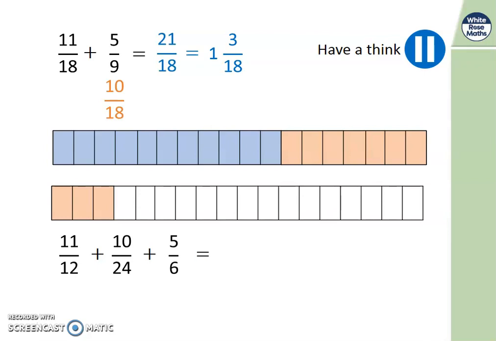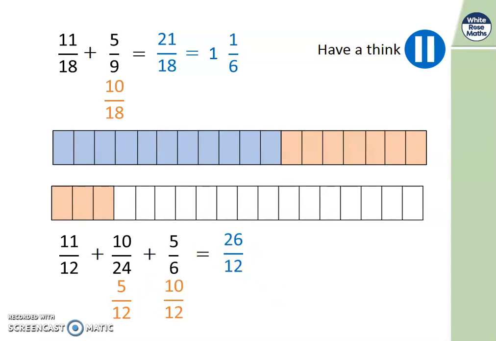Well, you could have changed them all into 24ths, or you might have noticed that you could actually change this one into 12ths and this one into 12ths. So if I halve this, it will go to 12ths. That will be 5/12, and I can double that to make it into 12ths into 10/12. Now I've got 11/12, add 5/12, add 10/12, which is easy. 11 add 10 is 21, and 5 more is 26.